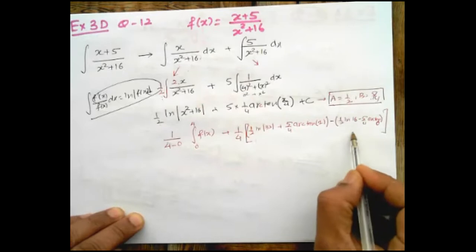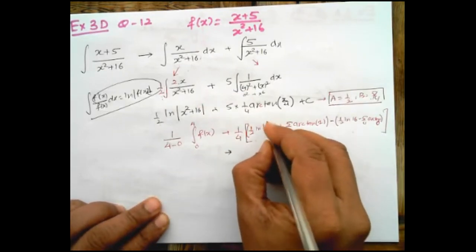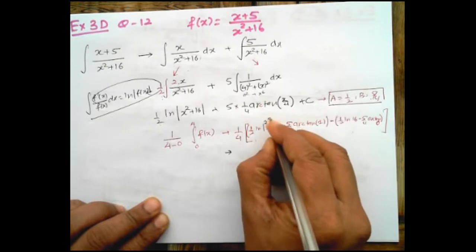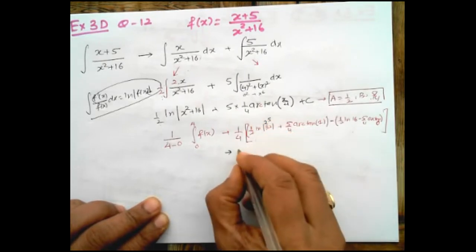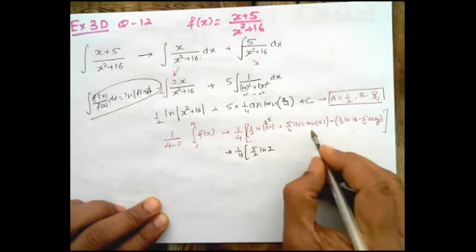Right, so this is what I get when I substitute the values of 4 and 0 into it. That gives me ln 32, which is 2 raised to the power 5, so it will be 5 over 2. So 1/4 outside, 5 over 2 ln 2.